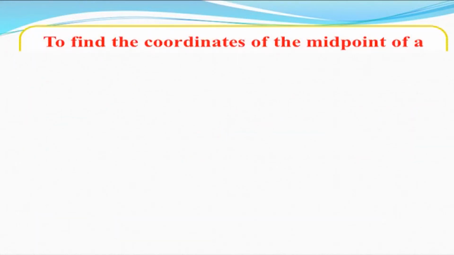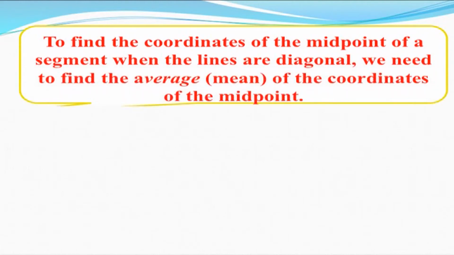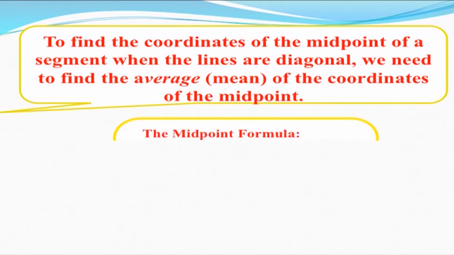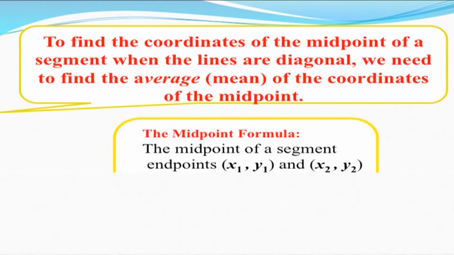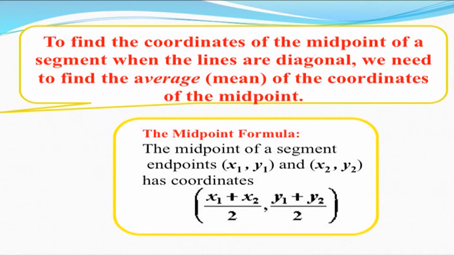To find the coordinates of the midpoint of a segment when the line is diagonal, we need to find the average of the coordinates of the endpoints. The midpoint formula in that case is, when endpoints are (x1, y1) and (x2, y2), then the coordinates will be ((x1 + x2)/2, (y1 + y2)/2).